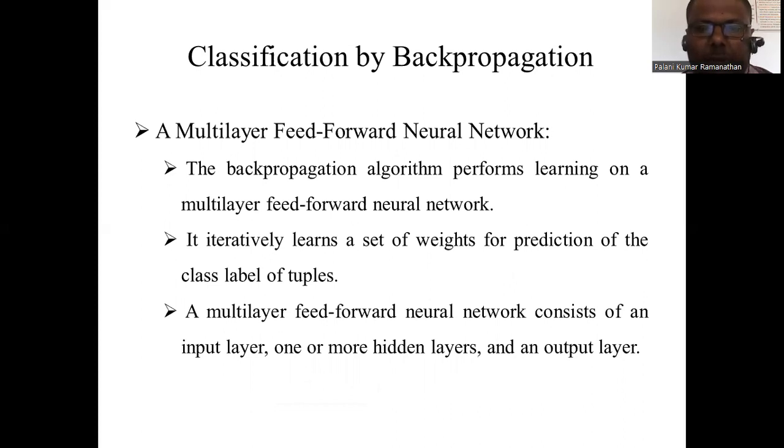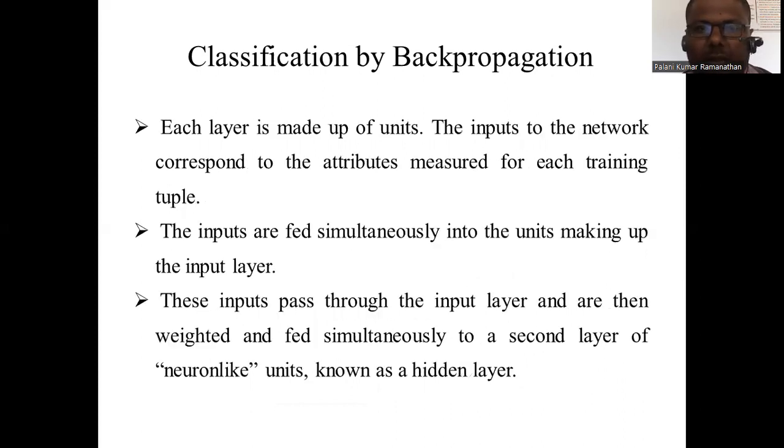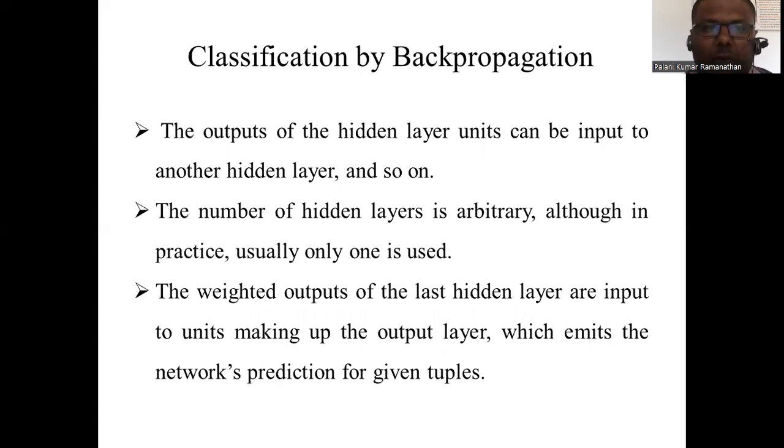The multi-layer feed-forward neural network consists of an input layer, one or more hidden layers, and an output layer. Each layer is made up of units. The inputs to the network correspond to the attributes measured for each training tuple. The inputs are fed simultaneously into the units making up the input layer. These inputs pass through the input layer and then are weighted and fed simultaneously to the second layer of neuron-like units, known as the hidden layer. The output of the hidden layer units can be input to another hidden layer and so on. The number of hidden layers is arbitrary, although in practice usually only one is used.